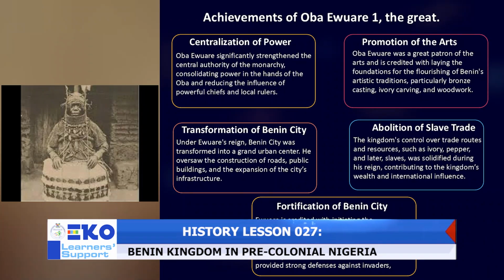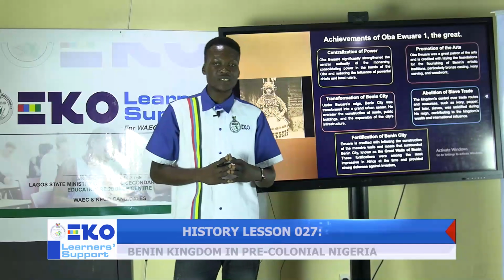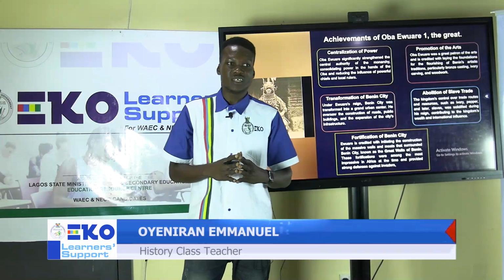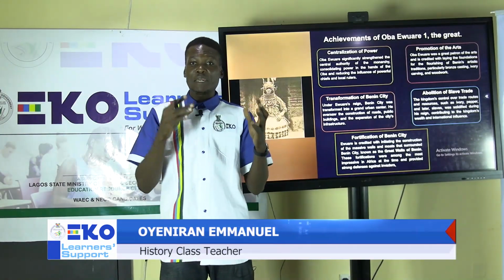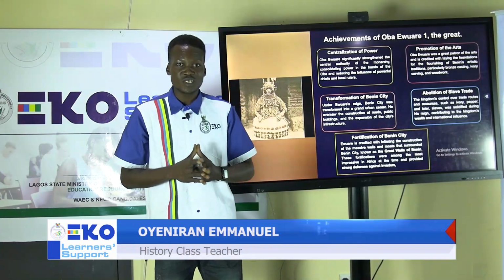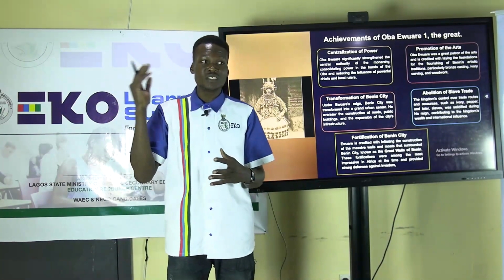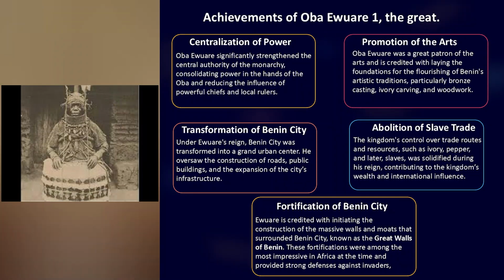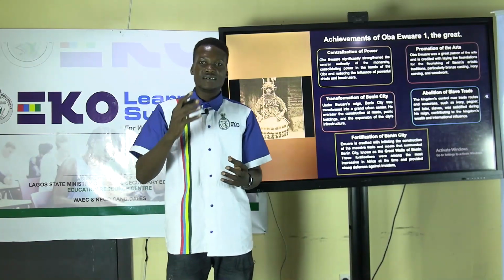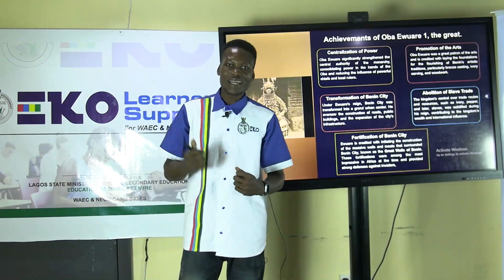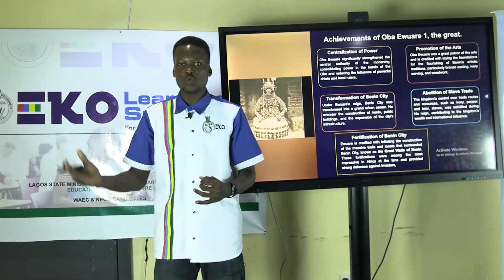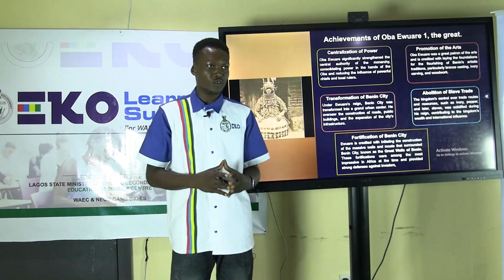The Oba is credited with initiating the construction of the massive walls. It is important to also know that one of the factors that helped make the Benin Kingdom great was the construction of the Benin Walls, known as the Great Walls of Benin, constructed by the Oba. This fortification was among the most impressive in Africa at that time, and it provided great defense against external invaders who wanted to wage war against the Benin Kingdom.